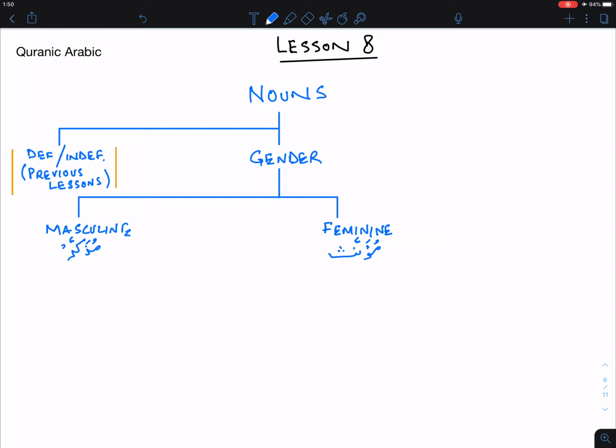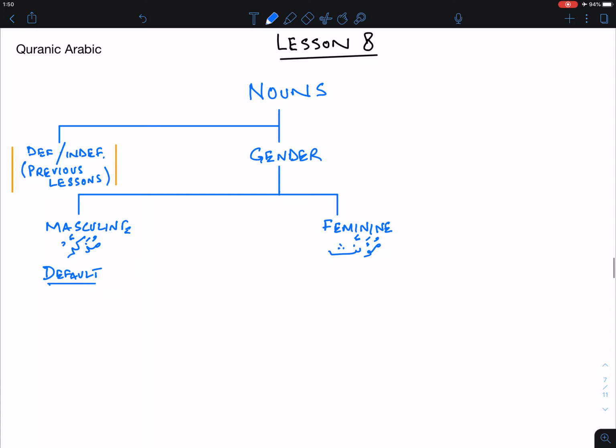So the masculine generally you assume is the default position. When you come across any word, the default would be assumed that it is masculine. That's how the language treats it, unless the word is proven to be otherwise. So this is the default state, and that's how we're going to treat the word. But then the muannath, or the feminine, is going to be identified with certain signs. And let's carry on with that.